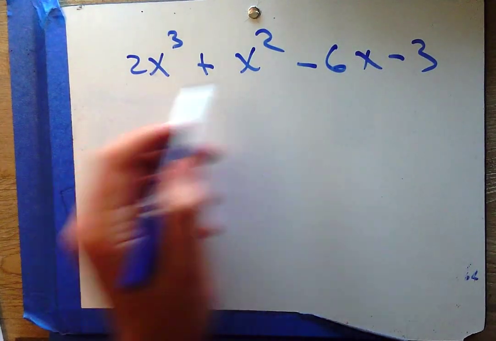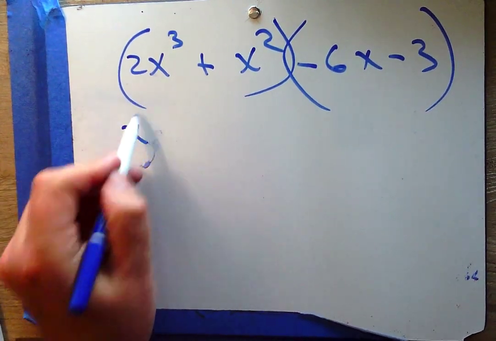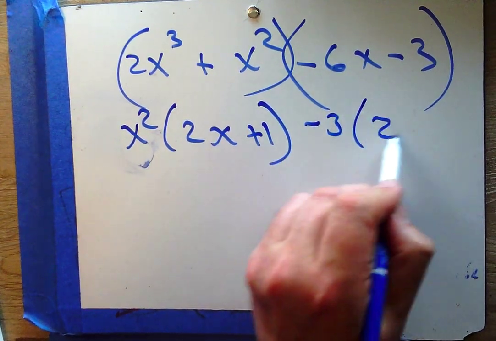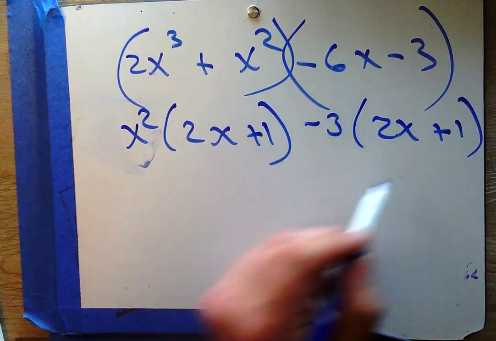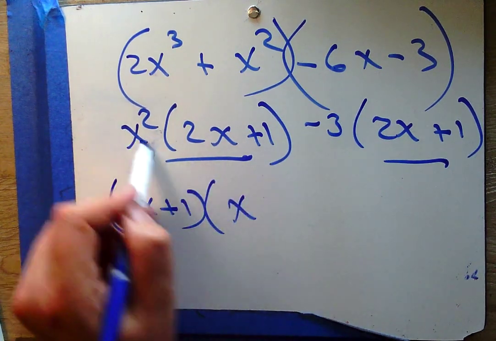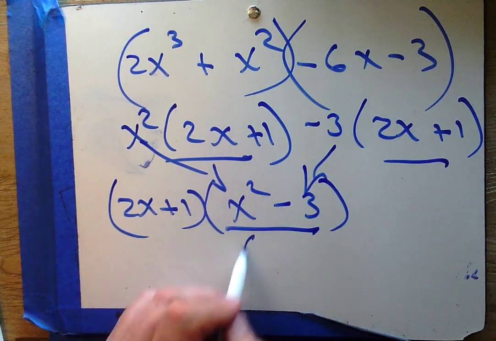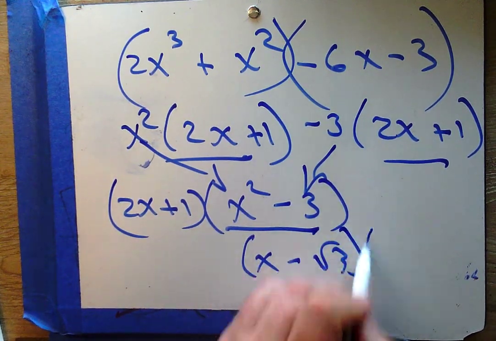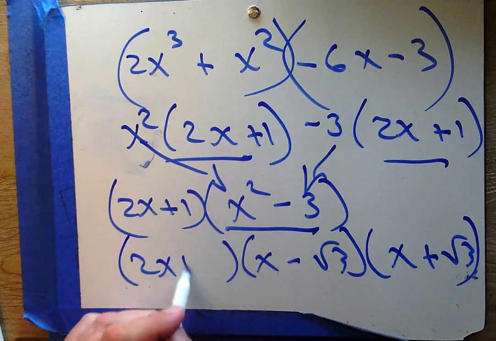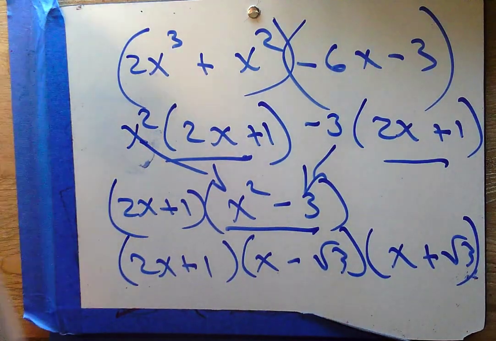Dude, it's 4 terms, factor by grouping, and say, oh look, I'm going to take out an x squared and be left with 2x plus 1. I'm going to take out a minus 3 and be left with 2x plus 1. And because I have this common factor, I can bring these down and have x squared minus 3. That's factorable as a difference of squares. And so now I have my factored form. Some people don't see that difference of squares. Don't worry if you're one of those people.